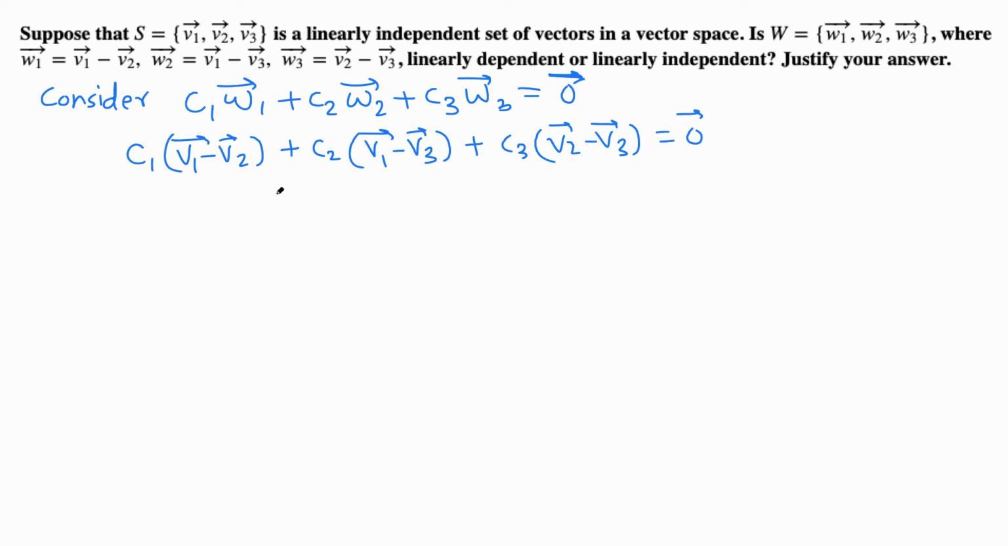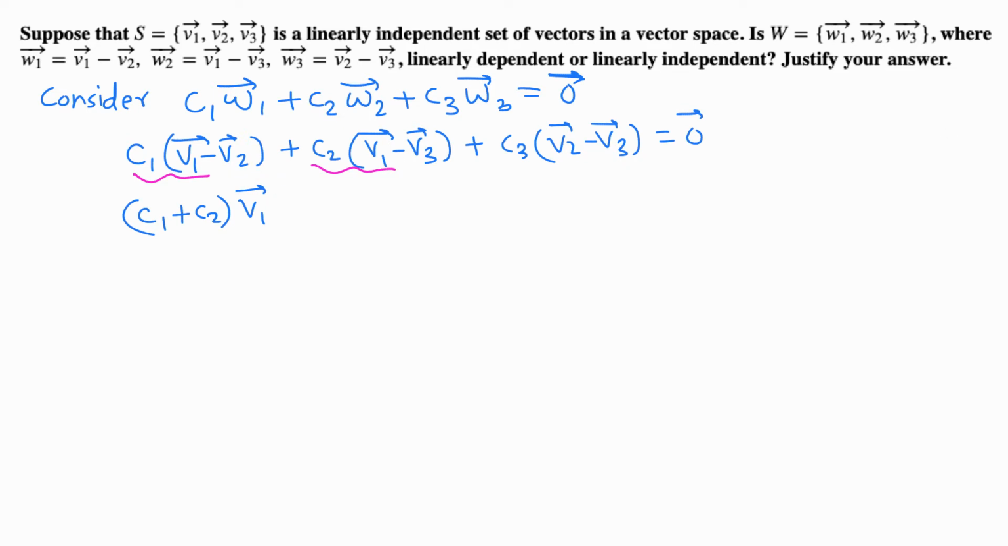So let's distribute. Then you can see c1 v1 here plus c2 v1 there. So from these two, v1 and v1, we can factor v1 out. I'm pretty much combining the like terms in terms of vectors. So c1 v1, c2 v1, so I can factor v1 out. That leaves c1 plus c2, so c1 plus c2 times v1.